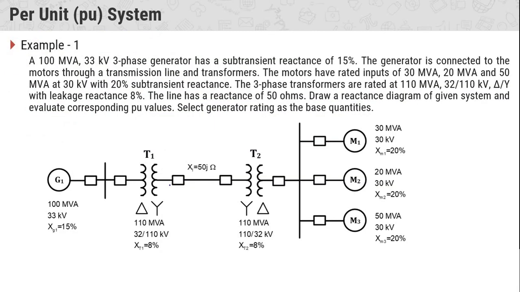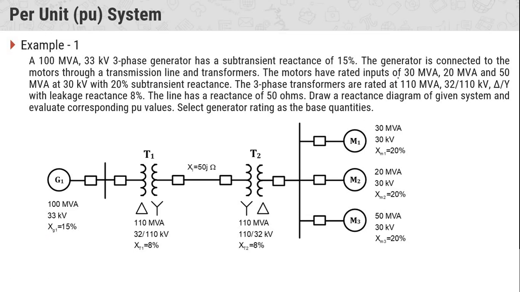Now all this fundamental can be better understood by taking one example. Example number 1. A 100 MVA, 33 kV, 3-phase generator has a sub-transient reactance of 15%, and the generator is connected to the motor through a transmission line and the transformer. So the load given is a motor.